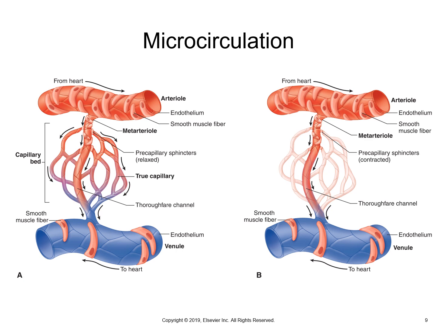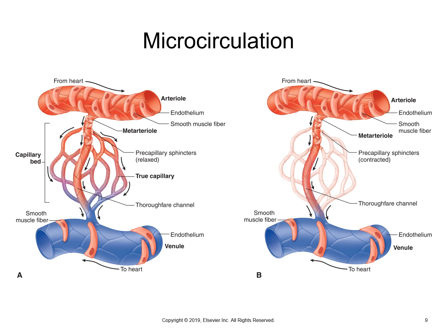And this is where gas exchange is going to happen. So oxygen and nutrients are going to leave the blood and enter the tissues, and waste like carbon dioxide is going to be removed and move into the blood. So again, then that blood is going to travel through the thoroughfare channel that you see, and it's going to enter a venule, and of course it's going to return to the heart.